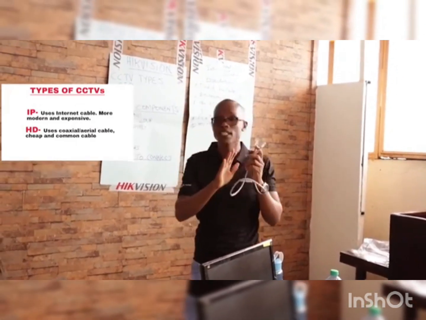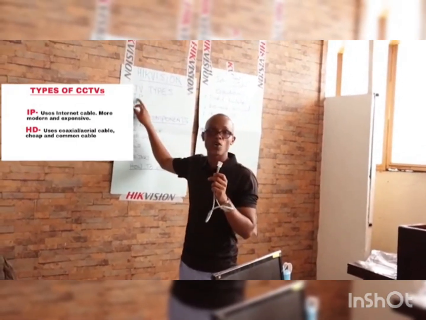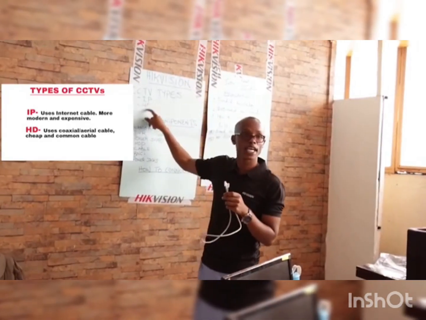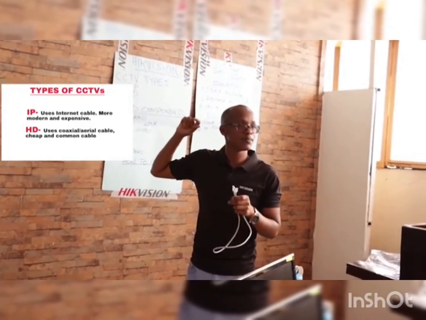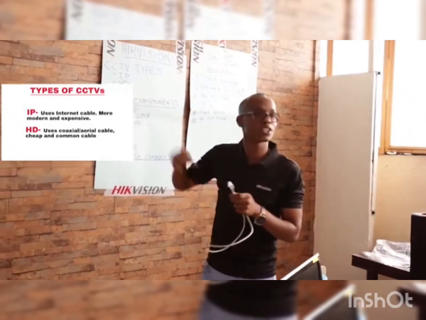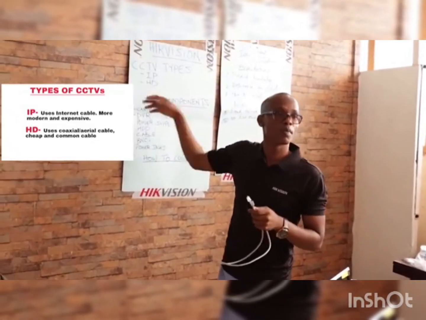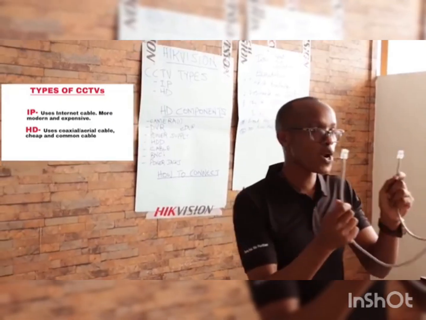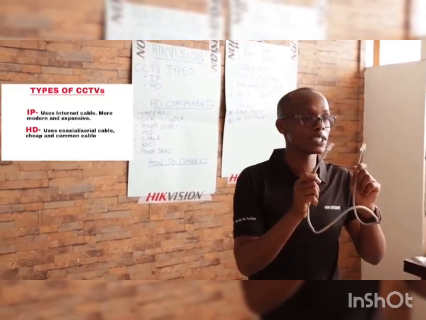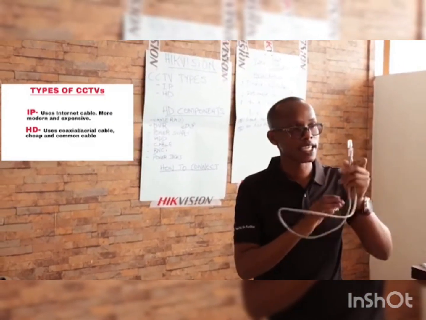So there are two types of CCTV. We have the one called IP, and we have the one called HD. Sometimes people call HD analog, but don't use that term with customers. High definition was the first one. The IP is the more modern one. It is more expensive, and it uses this internet cable.